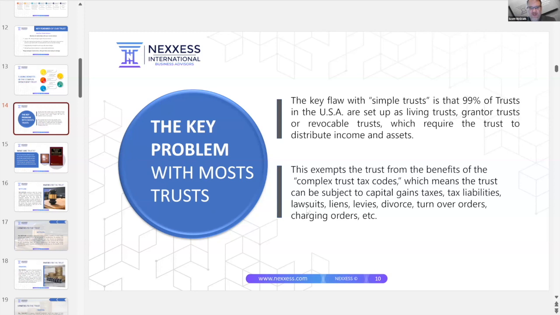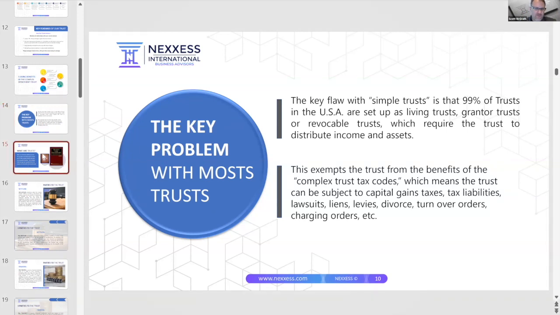Okay, so we want to have the complex tax codes apply to our tax return for the year, so we can take advantage of no capital gains and no tax liabilities, current tax liabilities, lawsuits, liens and levies, divorces. We don't want to have a bunch of problems with our assets.